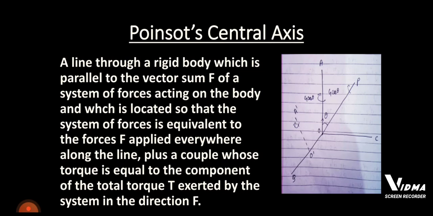Now, points of central axis. So from the figure we can see that a line through a rigid body which is parallel to the vector sum F of a system of forces acting on the body and which is located so that the system of forces is equivalent to the force F applied everywhere along the line, plus a couple whose torque is equal to the component of the total torque T exerted by the system in the direction of F. This is the points of central axis.